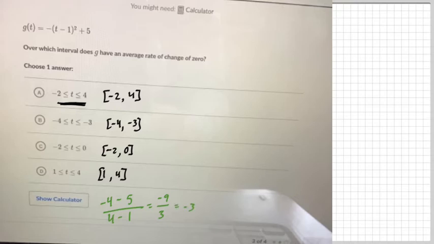And so we would see right away that this one doesn't work. And then we would have to guess and check the next one, and the next one, until we get a 0 for the average rate of change. As you can see, it is easy, but it does take a long time.